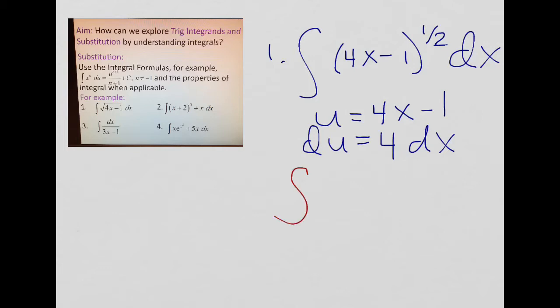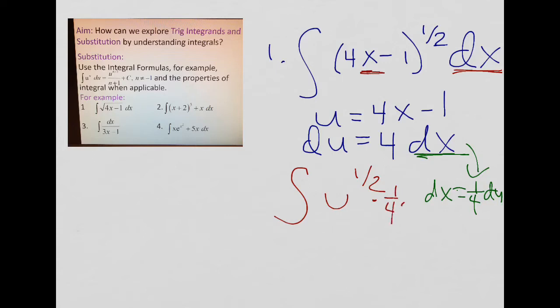We're going to rewrite our integrand as u to the 1/2 power, but I can't leave it as dx because the variables have to be the same. So that's where I have to write du. But I can't just replace dx with du. I have to replace dx, let's solve for it, with 1/4 du. I'm running out of space. So times 1/4 times du.